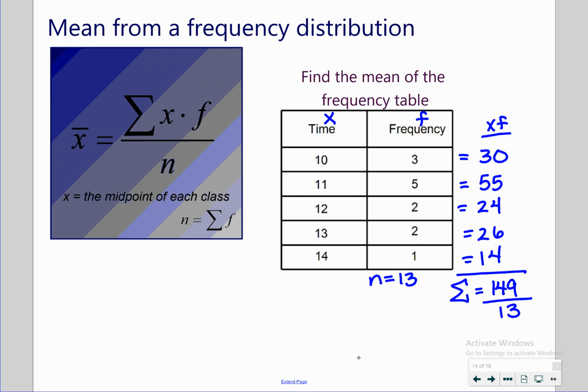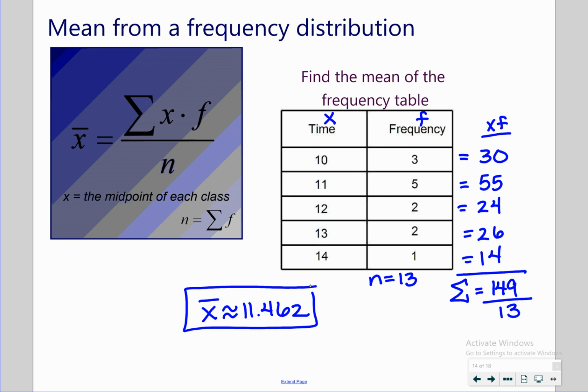149 divided by 13 is going to give me a sample mean of approximately 11.462 if I give it 3 decimal places. Okay. So you can do it that way, or again, you can just list out all the data values, but if we have a really large data set with a lot of repetitive numbers, this can, again, save you some time. Okay?